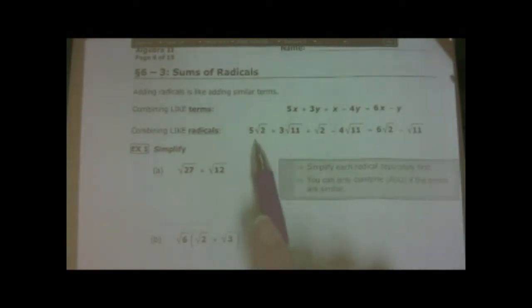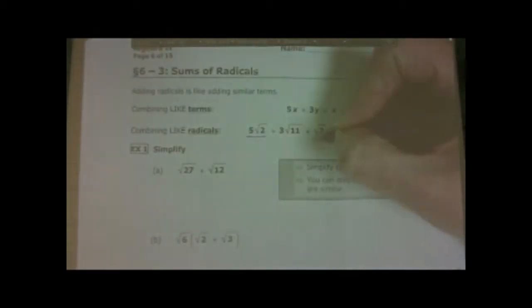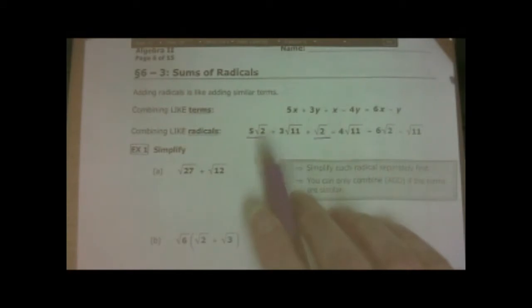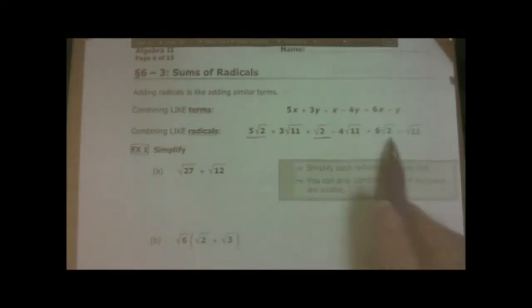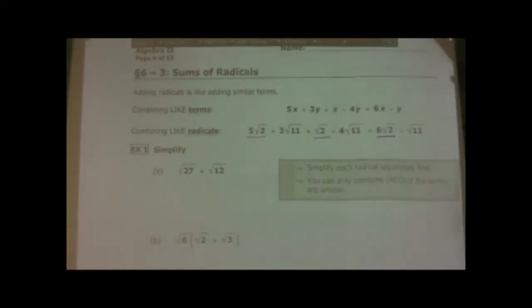So I have 5 square roots of 2 plus 3 square roots of 11 plus the square root of 2 minus 4 square roots of 11. I'm going to combine the radicals that are like. So 5 square roots of 2 and the square root of 2 are like radicals. They have the same square root. So 5 of them plus 1 of them gives me 6 square roots of 2. All right, that's essentially how we're going to add radicals.